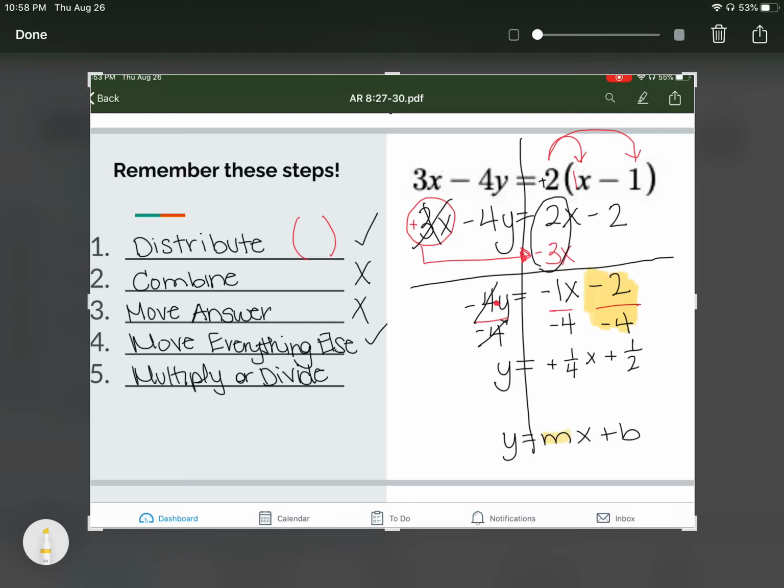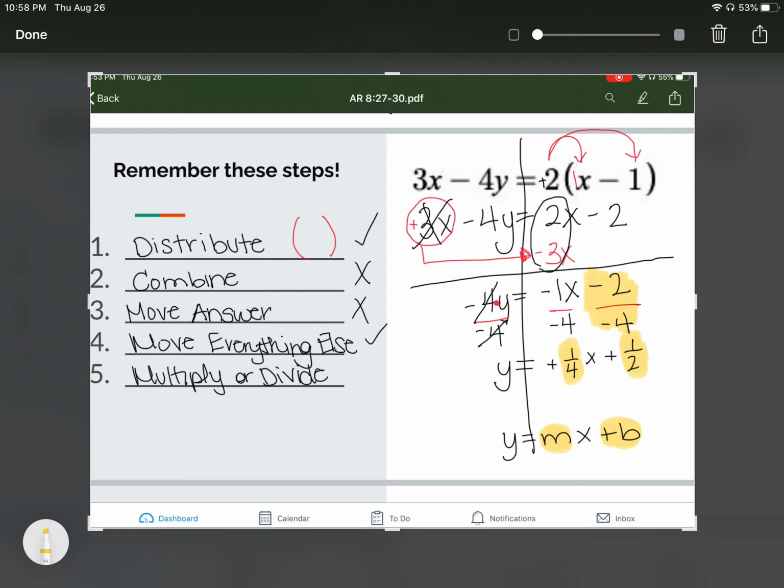The question is going to ask you for M and it's going to ask you for B. M is your number in front of the X. On this problem, when we type it into Canvas, we just type the 1 over 4. You do not need to put the plus sign, and please do not put the X, or we'll count it wrong. Our B on this problem is 1 over 2.